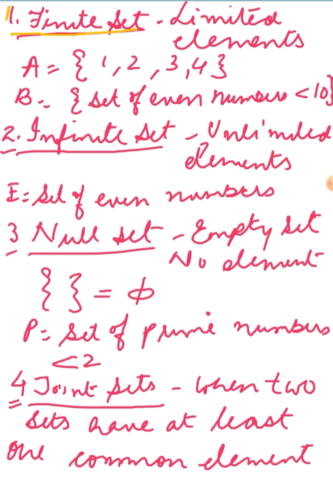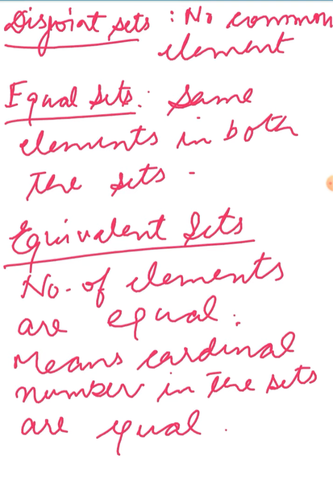Now next comes joint sets. When two sets have at least one common element, then the set is a joint set. Next comes disjoint set. When two sets don't have any common element, then it is a disjoint set.